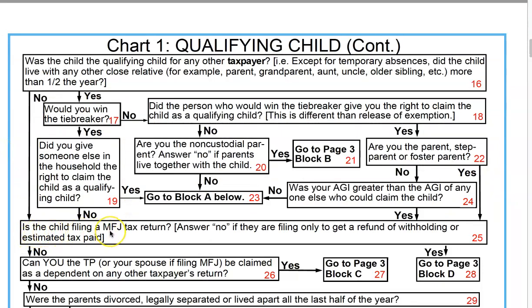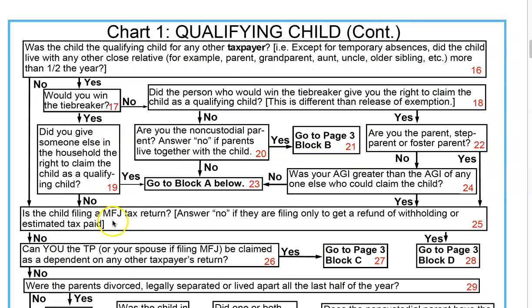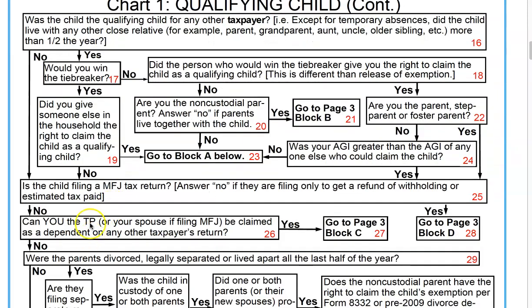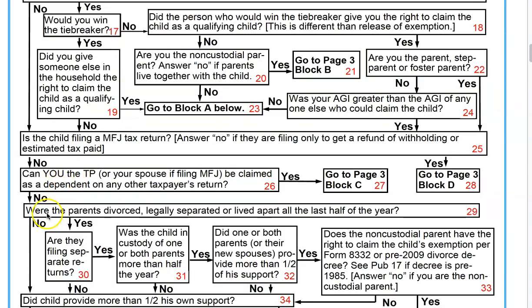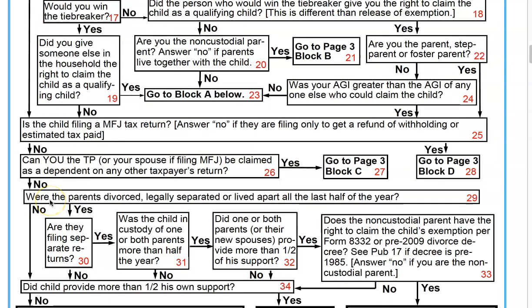Is the child filing a married filing jointly return? Which is basically to say, is Raymond married? And the answer is no, he's not. Can the taxpayer be claimed as a dependent on any other taxpayer's return? So is Sophia herself a dependent because someone else provides, say, more than half her support? And the answer is no, she's independent. So we go down to 29. Were the parents divorced, legally separated, or lived apart all the last half of the year? And the answer is yes.